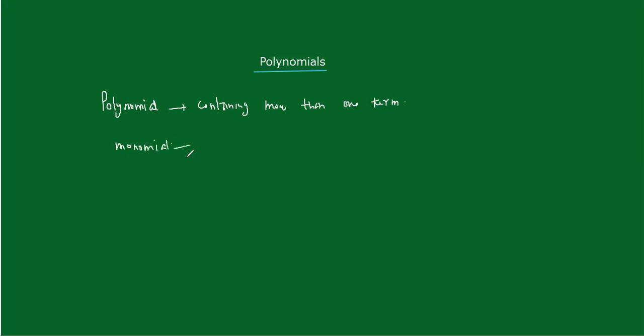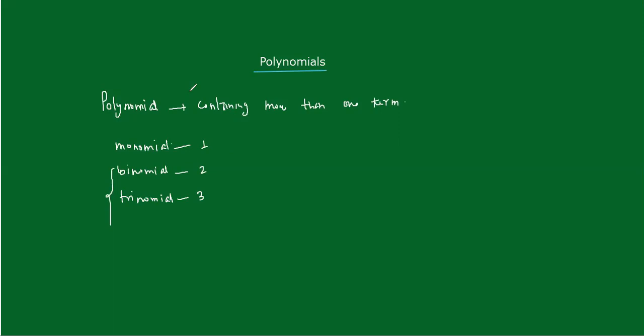Monomial means containing only one term. Then binomial. Binomial means any expression containing two terms. Trinomial, containing three terms. Then we do not have any fixed name for containing four terms, five terms, six terms, etc. But from binomial onwards only we call them polynomial, right?